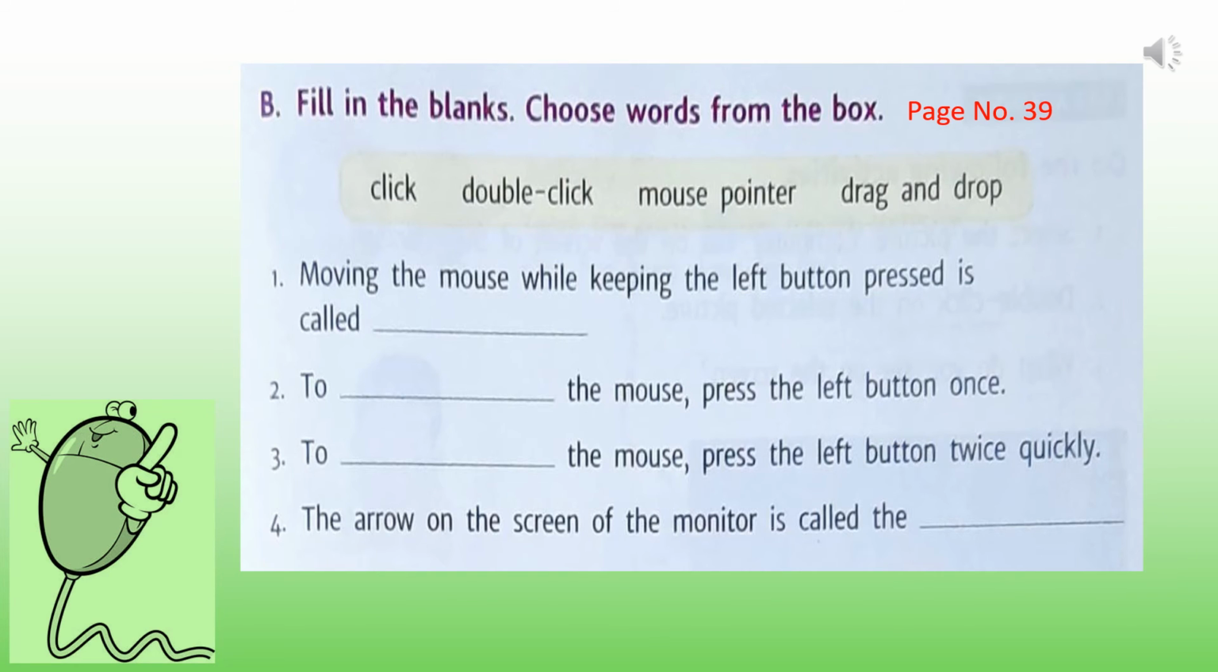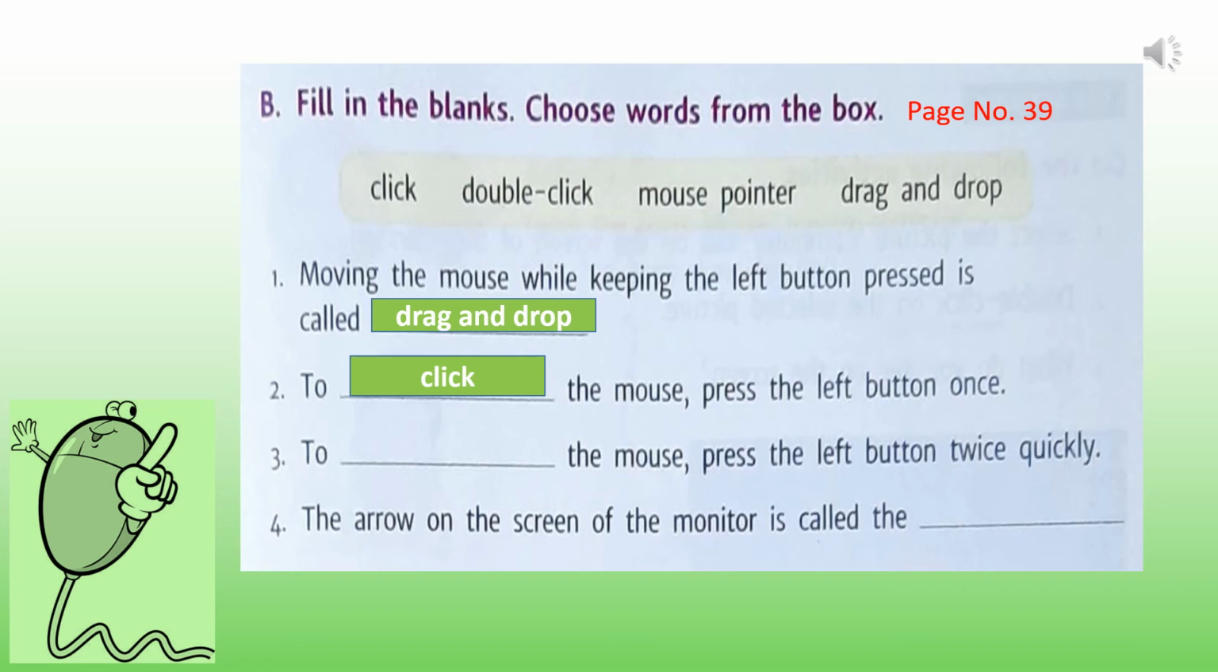We next have some fill in the blanks on page number 39. Moving the mouse while keeping the left button pressed is called drag and drop. The answers are there in the box. You can select from there and write. To click the mouse, press the left button once. So that we call click.